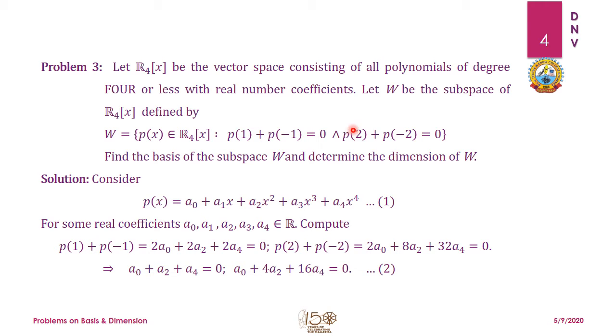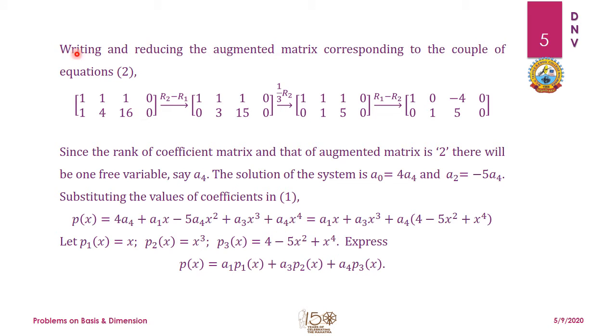So these conditions are now reduced to these restrictions on coefficients of polynomial members of this set W. By this, we can say that this set is a restricted set with these two restrictions. So let us see what happens with these in the coming time. So writing and reducing the augmented matrix corresponding to the couple of equations at 2.